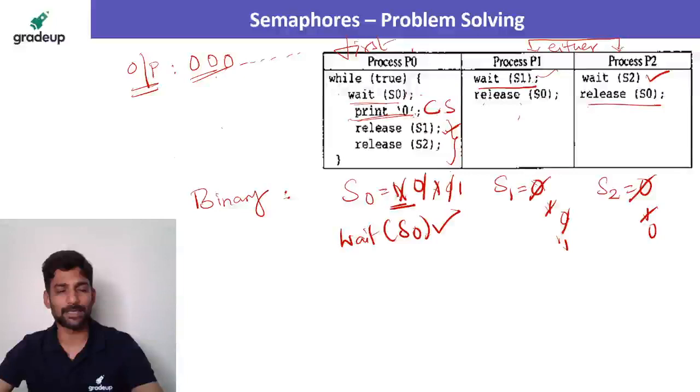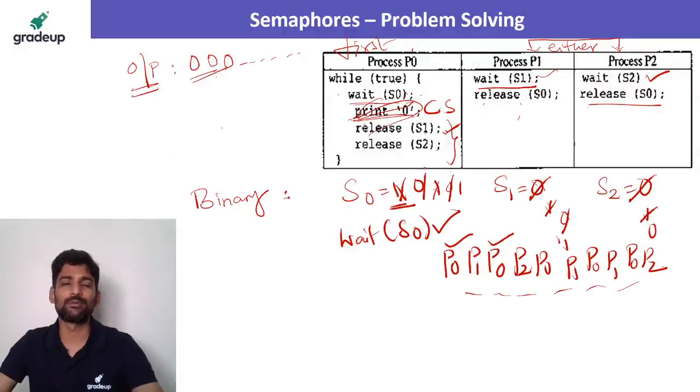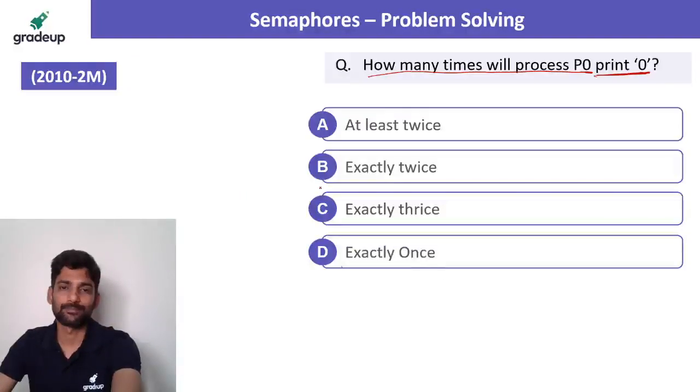That will release P0 again. So minimum two times it gets executed, means print of 0 gets executed minimum two times, right? You can understand any order like P0, P1, P0, P2, P0, P1, P0, P1, P0, P2. So any order you can assume like this. So minimum P0 will get executed twice, so 0 will be printed at least twice. So at least twice would be your answer.